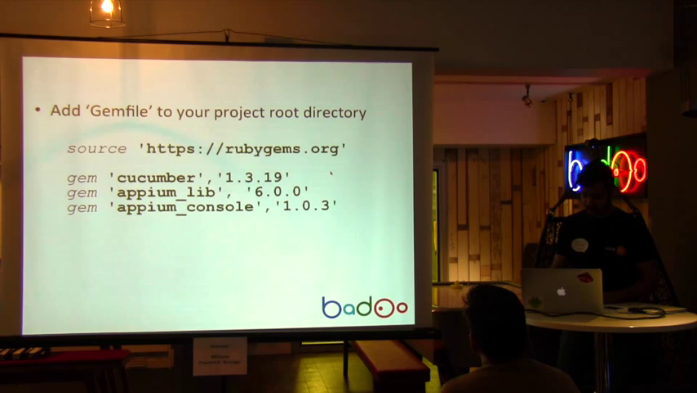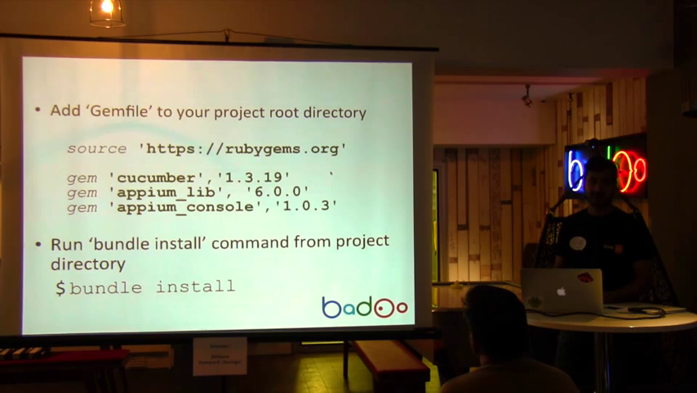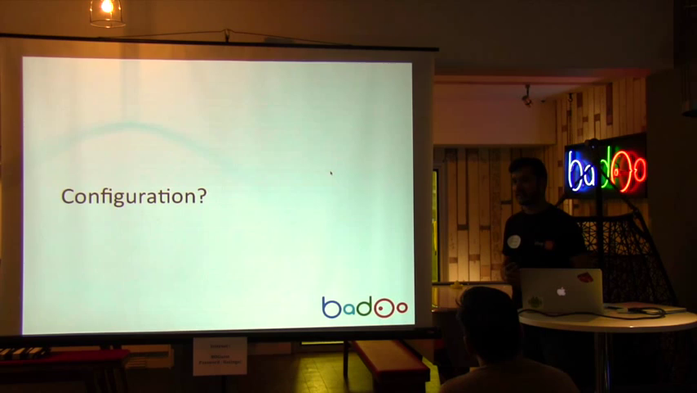Once you have created them, you can just do bundle install in the root directory, which will install all the gems. Generally, each gem is again dependent on various other gems, so bundler will take care of installing all the dependent gems along with these gems. So that's a simple setup for Cucumber, what we need for the project. The next thing is doing the Appium configuration in the project.